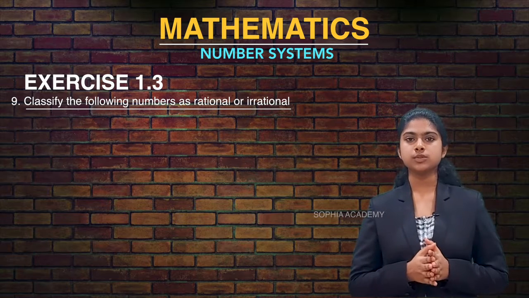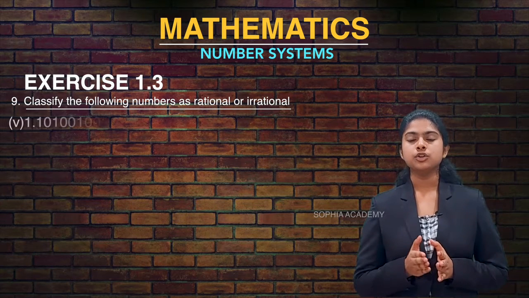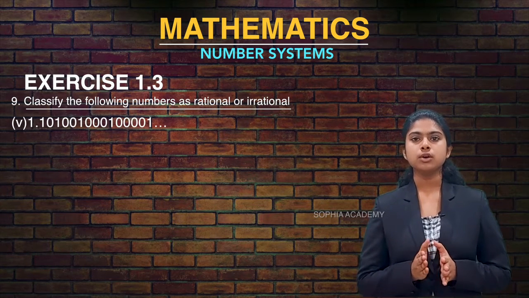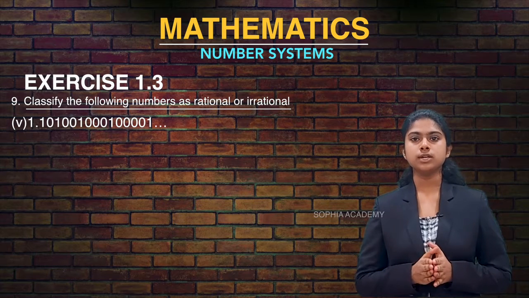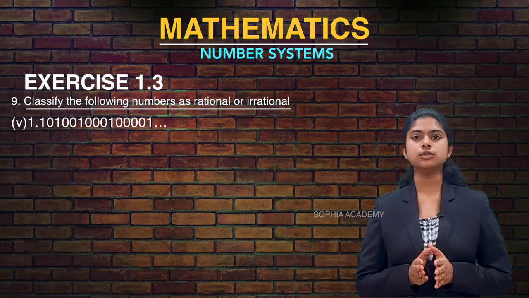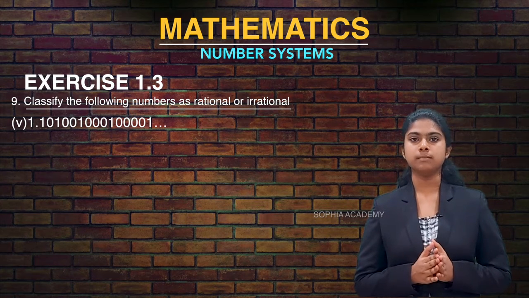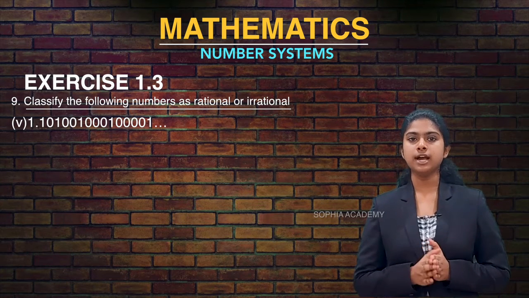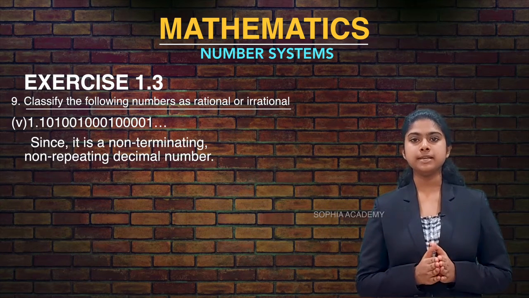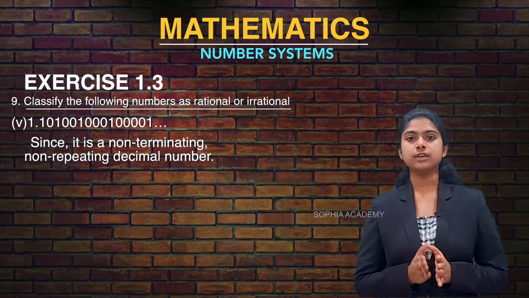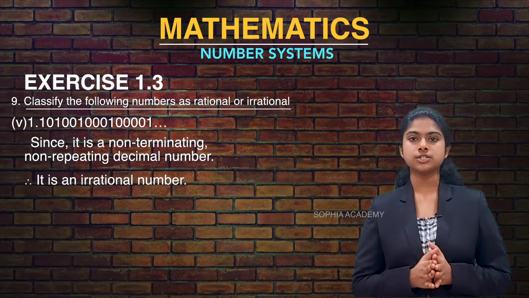So coming to the last question, to find whether 1.10, 100, 10000, 1000001, which goes on, is a rational or an irrational number. We see that the given number is non-terminating and non-repeating. That means, which is very clear, that the given number is an irrational number.